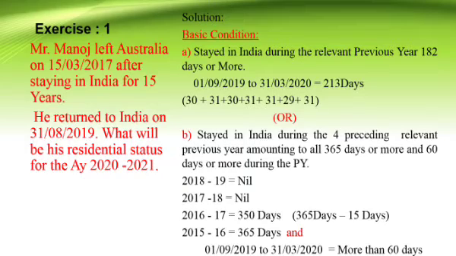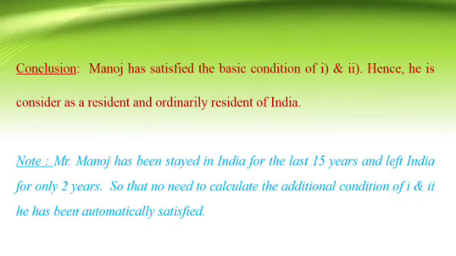And 60 days or more during the previous year. We have already seen that during the previous year 2019-20 he stayed 230 days, which is more than 60 days. So he has satisfied the second basic condition also. Conclusion for the sum: Manoj has satisfied the first condition and the second condition. Hence he is considered a resident and ordinarily resident of India.